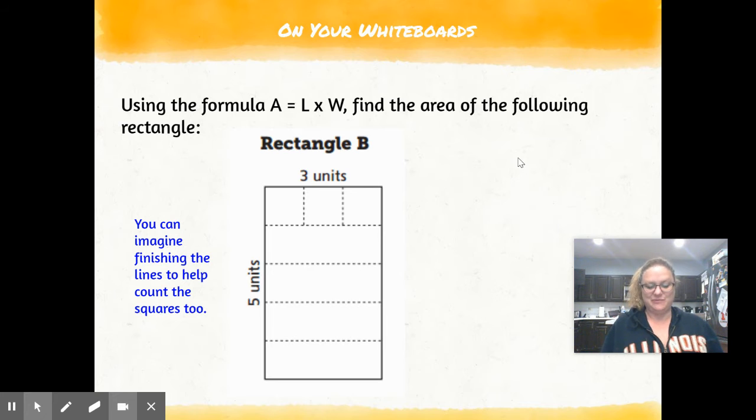All right, using the same formula for area, length times width or base times height, find the area of the following rectangle. You can imagine finishing the lines to help count the squares too. I'll give you a minute. You can hit pause now, and when you're ready, go ahead and restart.